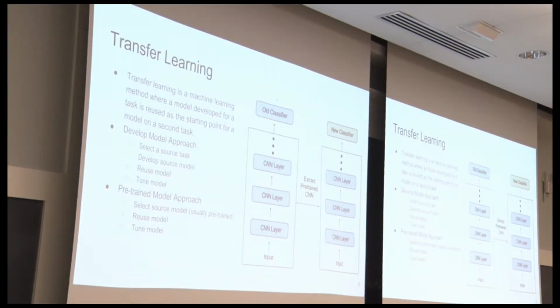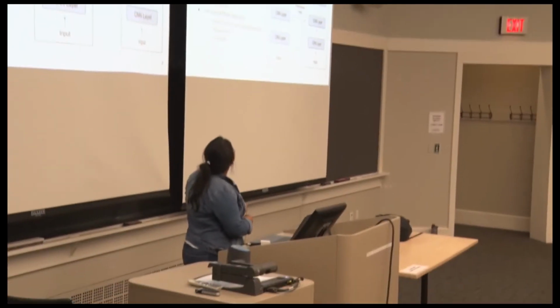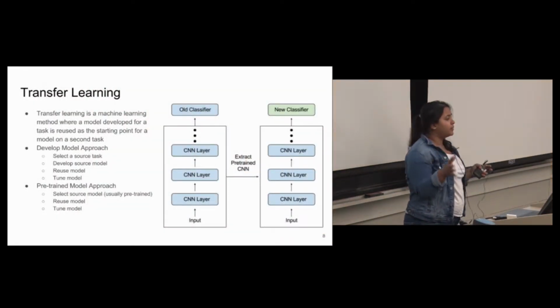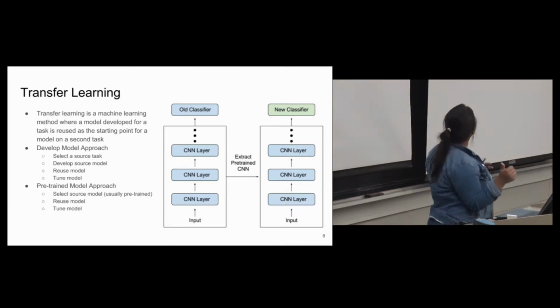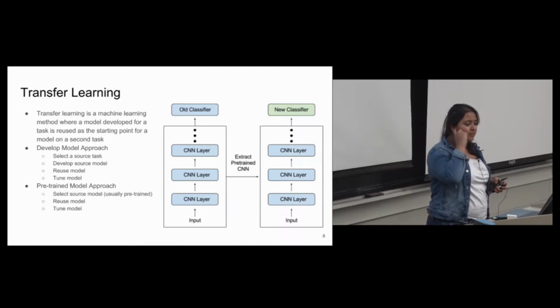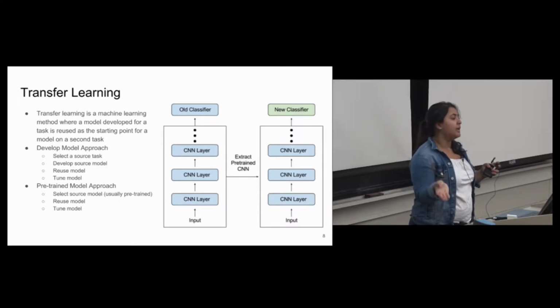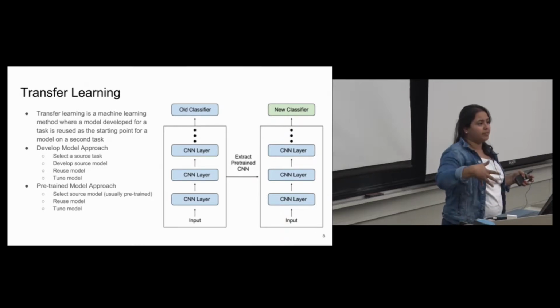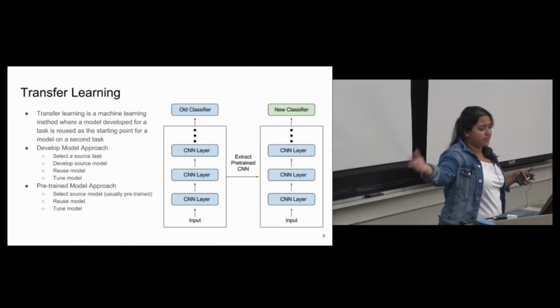Okay, it's back. So for transfer learning, the whole point is it's basically a machine learning method where a model developed for another task is used as a starting point for the model for the second task. There are two main approaches which we will use: the developed model and the pre-trained model. In the developed model approach, we select a source task, then we develop the source model, and we reuse the model. Whatever model we had previously developed is used as a starting point for the second task, and then we further tune it.